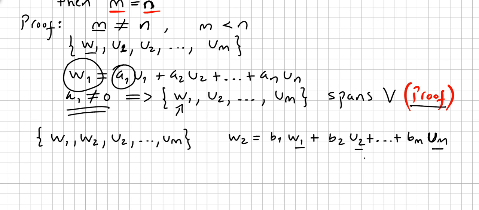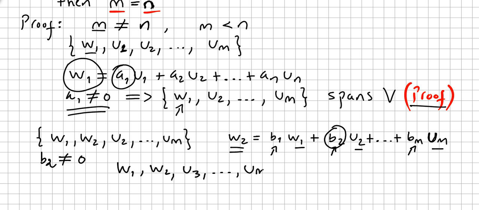Okay, so it is clear that at least one of these b's will not be zero, because if that happens, then the w vectors are not linearly independent. Let us say it is this one this time. Let us say b2 is not zero. If b2 is not zero, then w1, w2, u3, till um spans V.